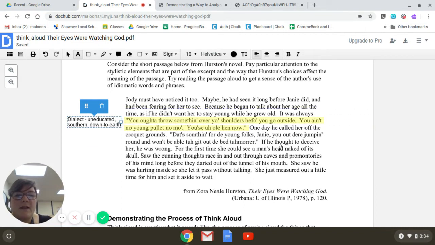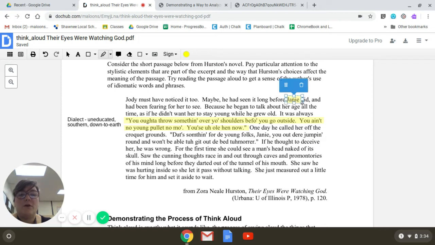Okay. And another thing that I noticed, one of our stylistic choices can be point of view. This is obviously in third person point of view. We don't have any particular character speaking. However, our third person narrator is kind of taking all of this information from this person Janie, right? We seem to be seeing things from her point of view. So we may want to make a note of that, right?